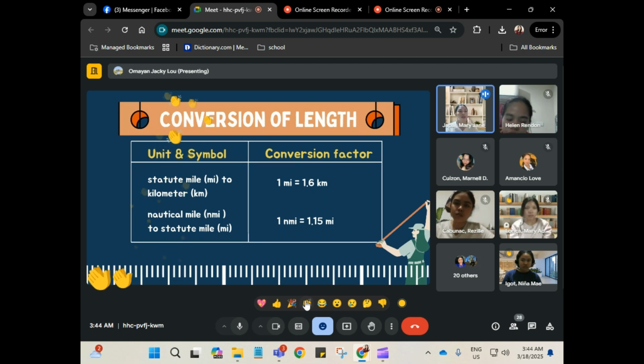Now let's go to statute mile. So it is 1.6 kilometers. One statute mile is equal to 1.6 kilometers. And one nautical mile is equal to 1.15 statute miles. So who can tell me or give me their idea what is the difference between these 2 miles, class, the statute mile and nautical mile? So do you have any idea or just give me your idea or something like that?